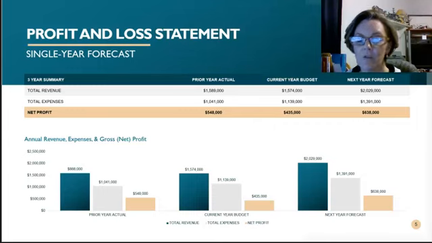Taking the information from both of these years into consideration, a manager can forecast a budget for the coming year by looking at what the prior year actual was and what the current year budget was set at compared to what the current year actual is. One can make an informed estimate as to what they believe the revenue, expenses, and net profit might look like for the coming year. That is the budget.